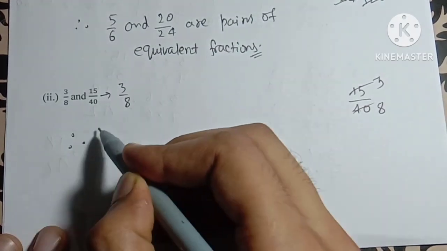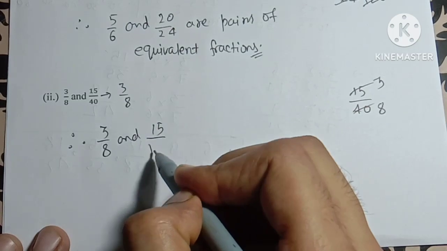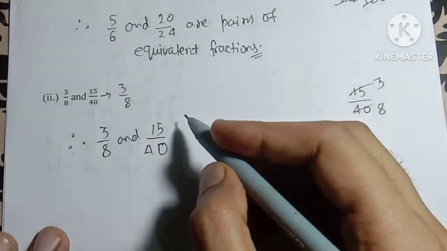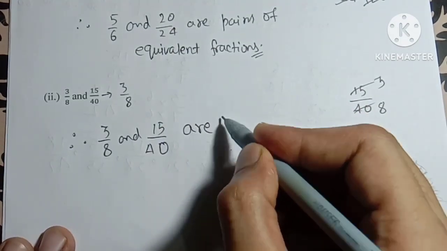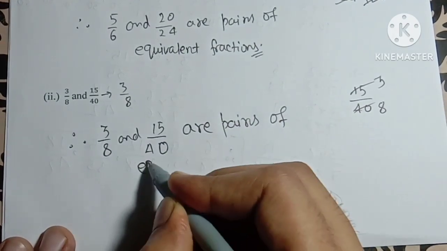Here again we can say that 3 by 8 and the second fraction 15 by 40 are pairs of equivalent fraction.